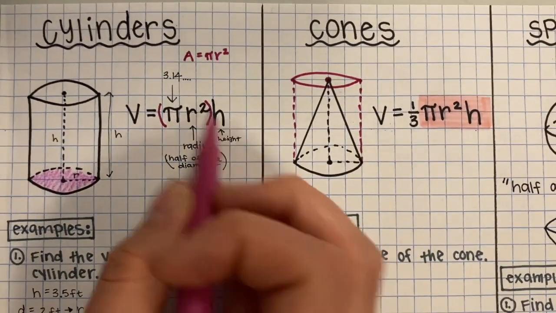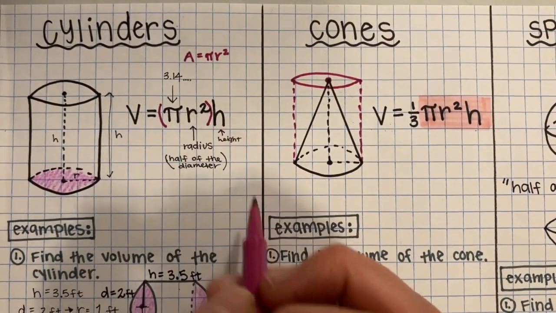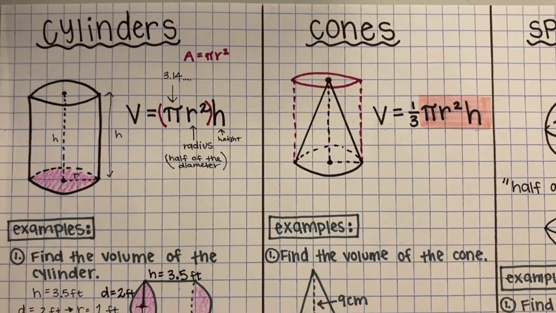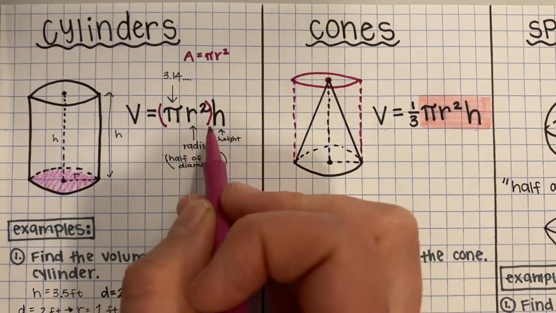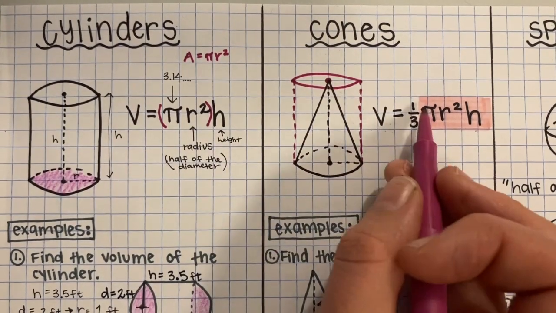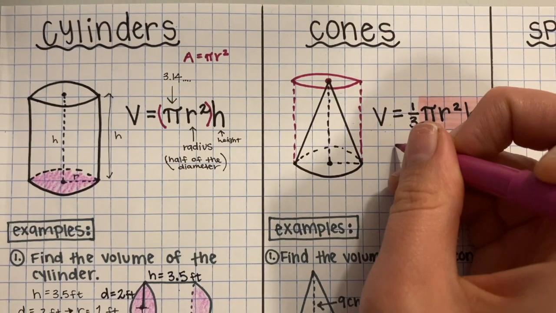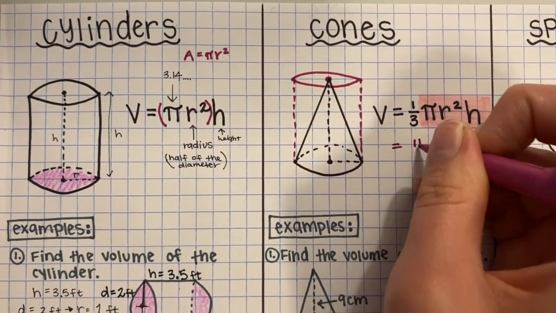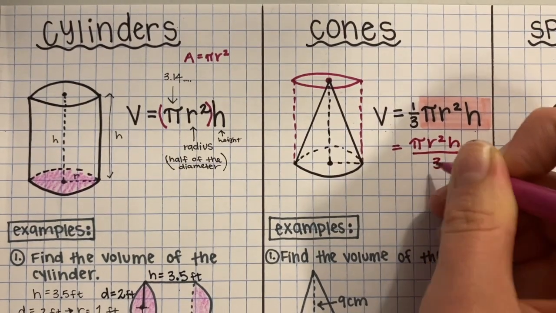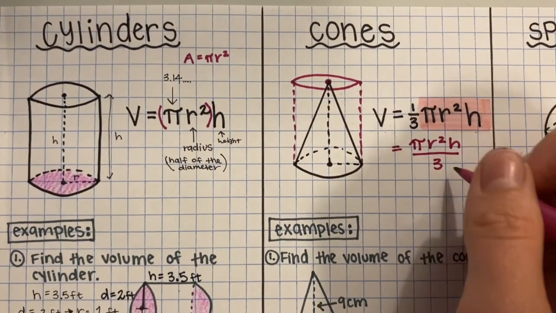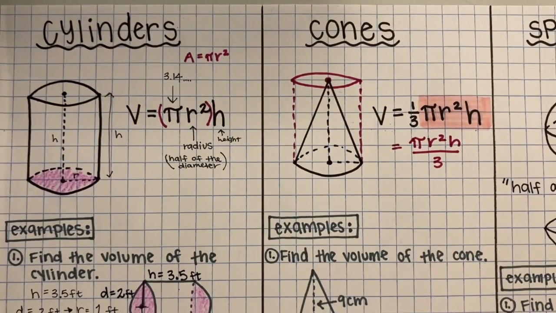So if our cylinder's formula was easy to memorize because it was just the area of a circle times height, then our cone formula would be easy to memorize as well, because it's just our cylinder formula times 1/3. Or you could just think of it as our cylinder formula, so pi r squared times height divided by 3. It's the same exact thing, however you want to look at it. So let's look at an example.